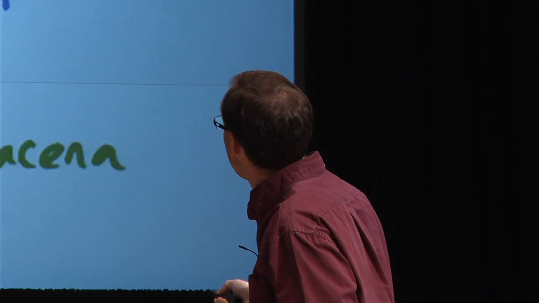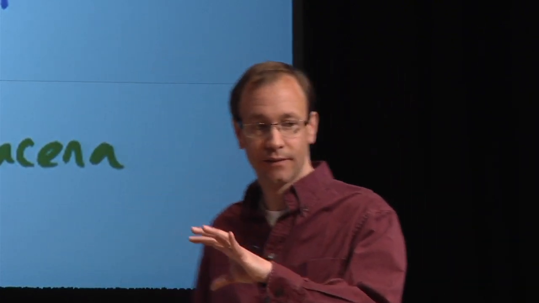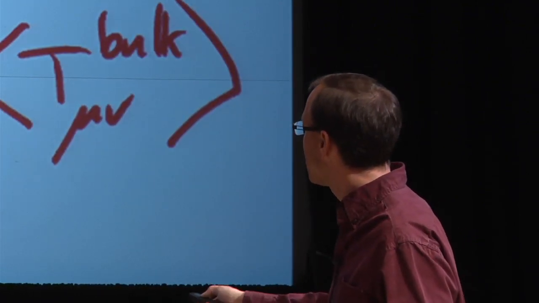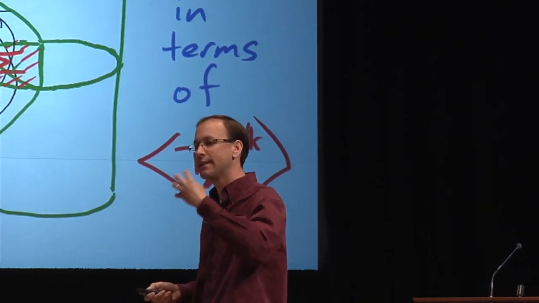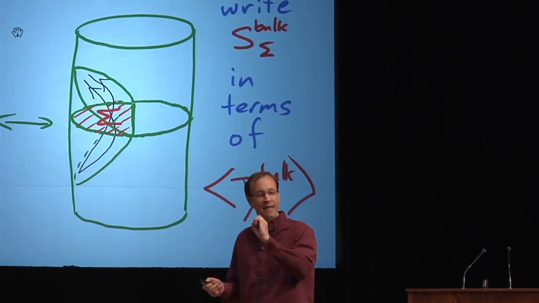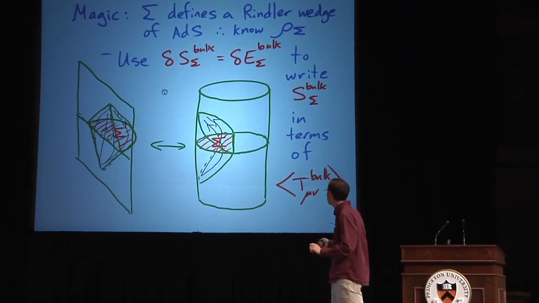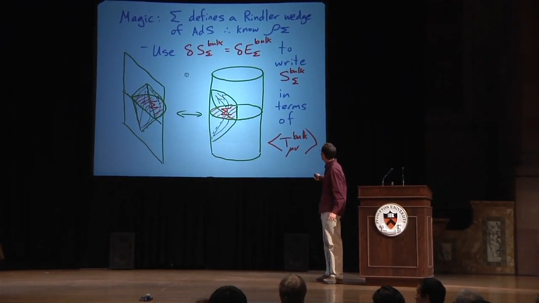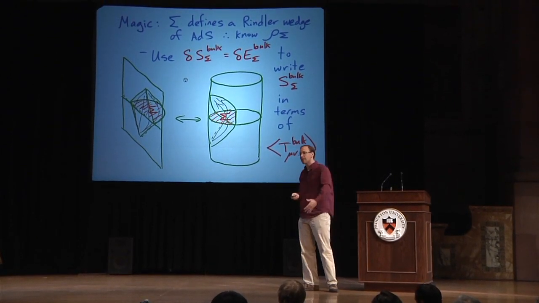Well, the magic is that we can re-express this term in terms of the bulk stress tensor. And the way to do that is to realize that that region sigma is actually a Rindler wedge of AdS. And this argument that I gave before said that for any quantum field theory, we know the density matrix of a Rindler wedge. That was for Minkowski space, but it works in AdS as well. And so I can actually compute this bulk entanglement term in terms of the bulk stress tensor. I plug that all in, again, to the same derivation.